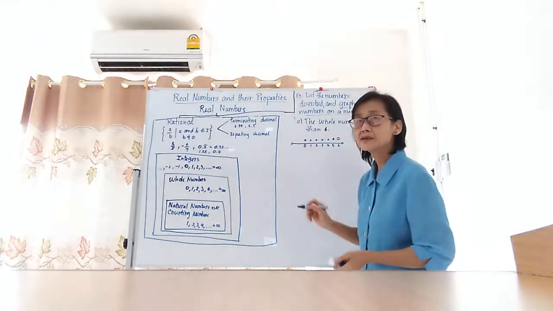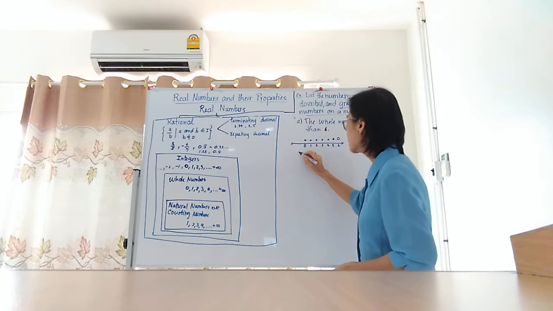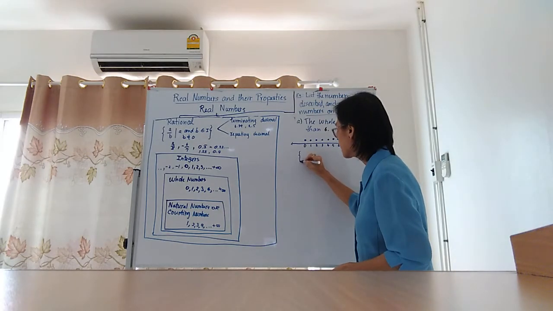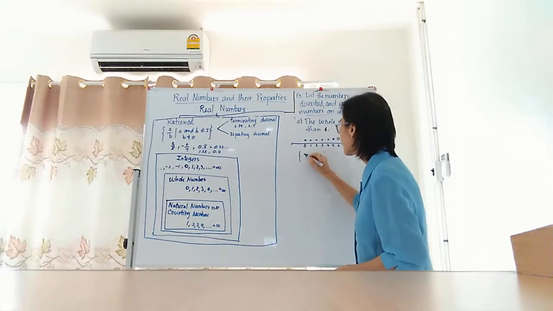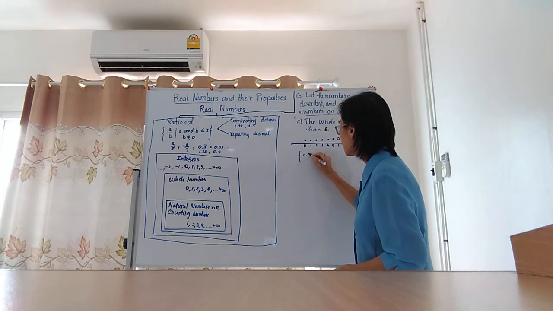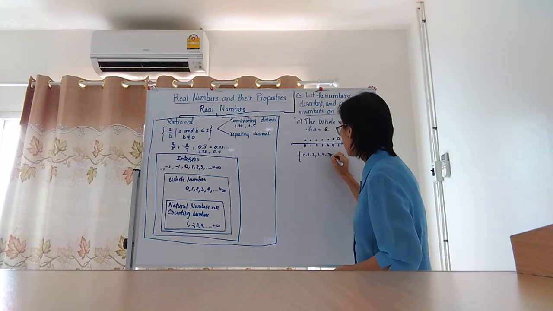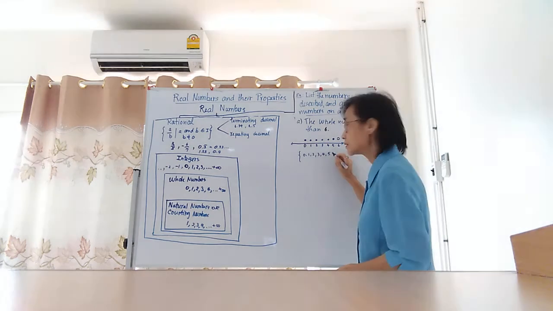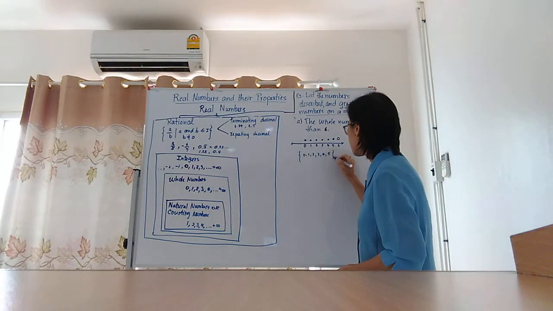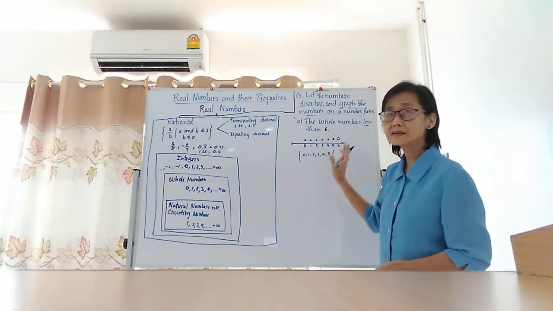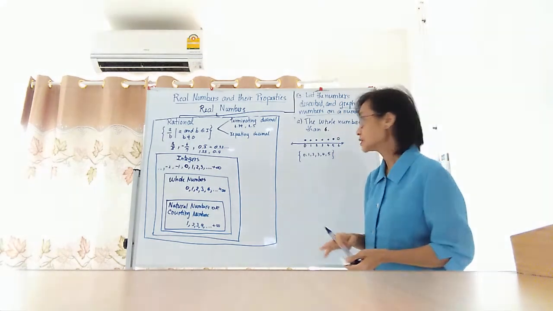Then you can write the set notation. So you write down the set of solutions will be 0, 1, 2, 3, 4, and 5. No 6, okay, because 6 is not included. 6 is not part of this solution.